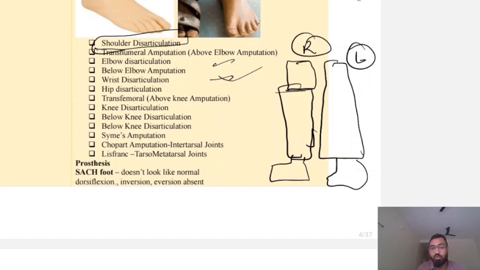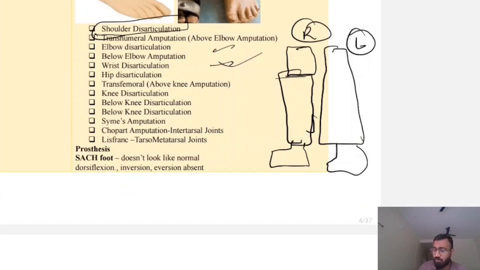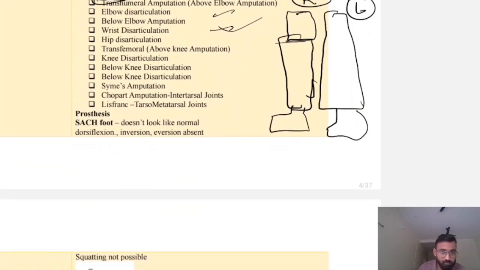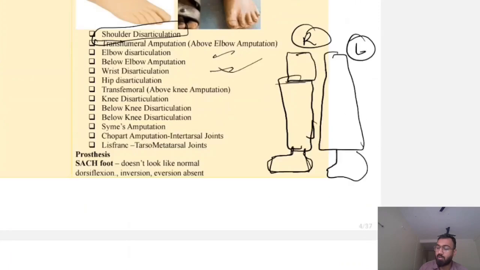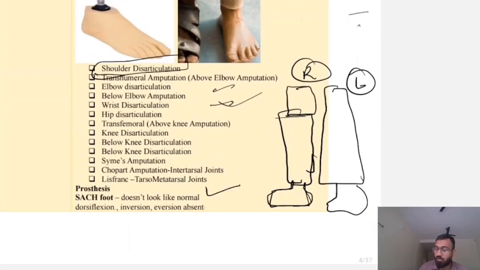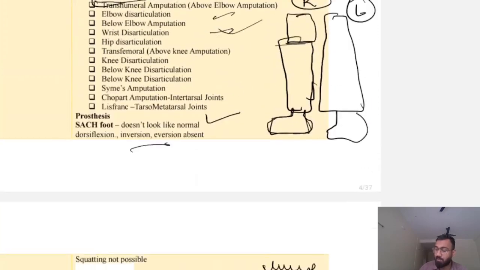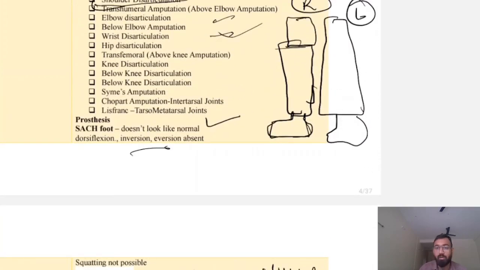Okay. Because there are so many movements at the ankle joint and subtalar joint. For movement of the subtalar joint and ankle joint, you have to give a SACH foot or Jaipur foot. Okay. So the Jaipur foot looks like a normal foot. The patient can walk barefoot. Dorsiflexion and inversion are possible. It is cheap. Okay. And the SACH foot does not look like a normal foot. Dorsiflexion and inversion are absent. This is the SACH foot. This is the Jaipur foot. Okay.